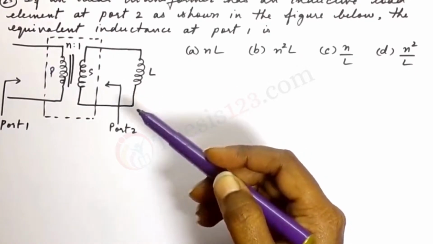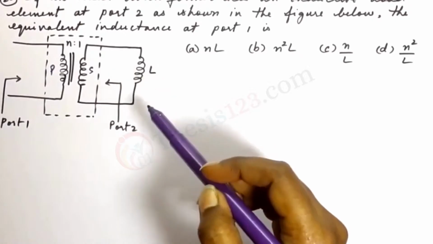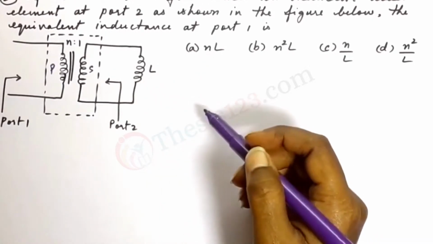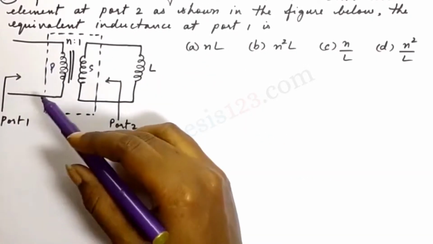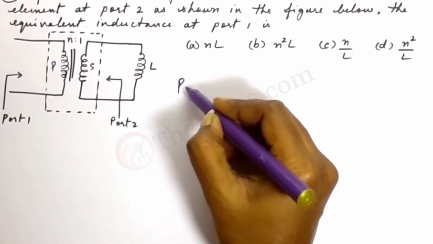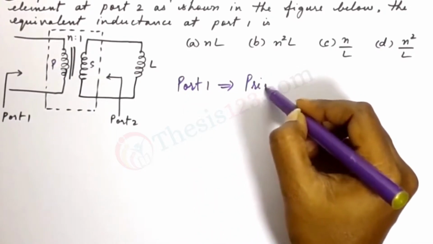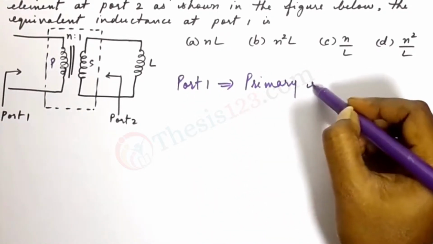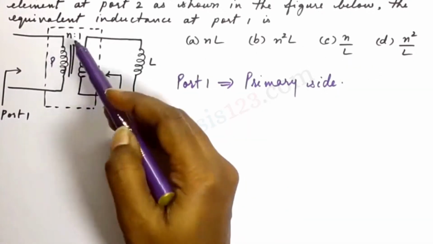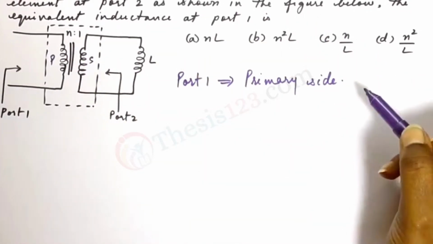So if we are to shift the inductance from secondary to primary, now you should know that if the load element was shifted to the primary side, so here is the load, right? So it is shifted to the primary side through port 1. Now port 1 is the primary side, I told you because of the ratio given to us as n is to 1.